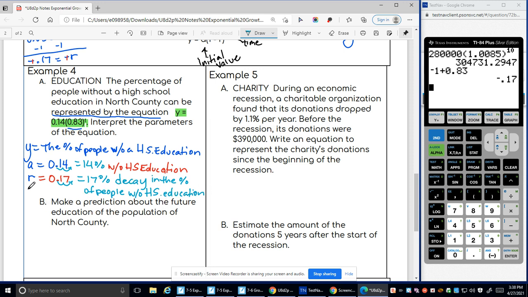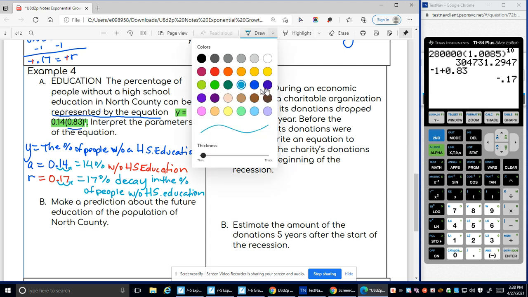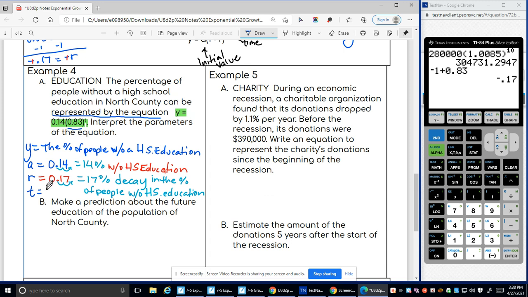And then finally, T is for time, which we still don't really know. Does it tell us years or seconds or minutes? No, it doesn't. So let's go ahead here. Make a prediction about the future education of the population of North County. So let's go right over here.